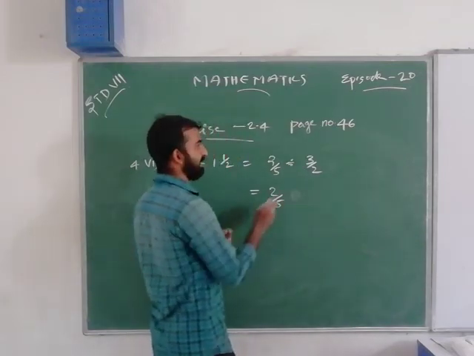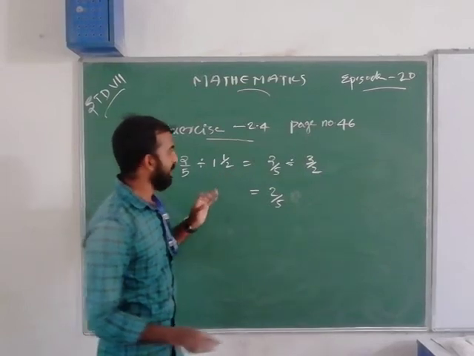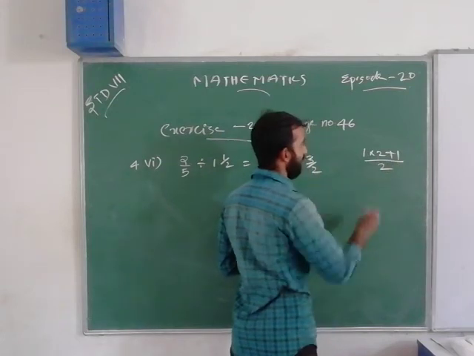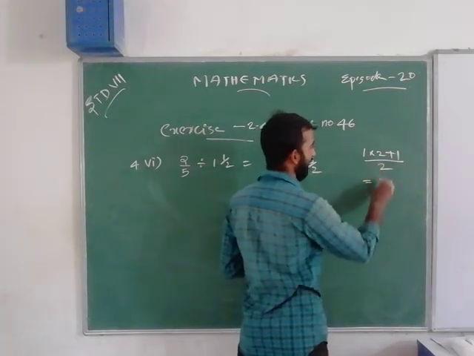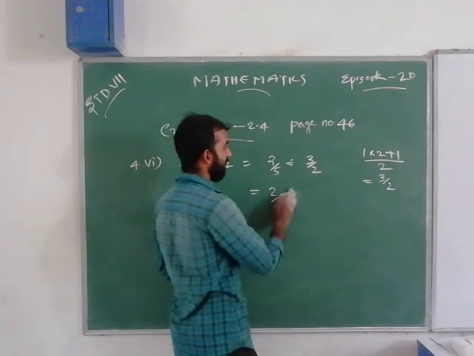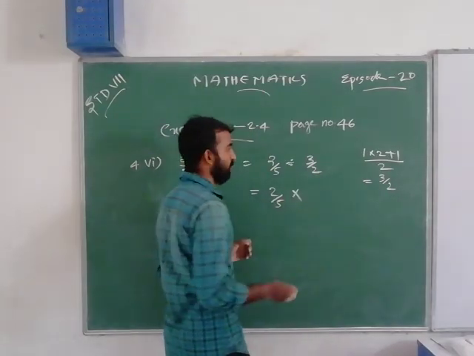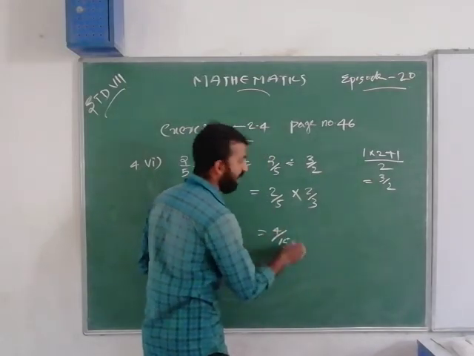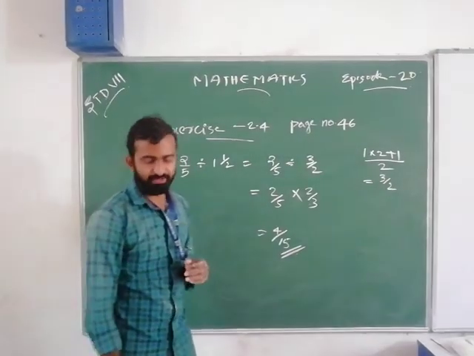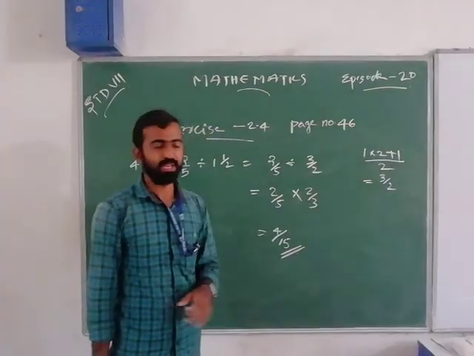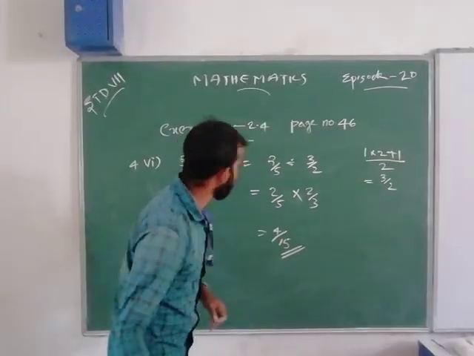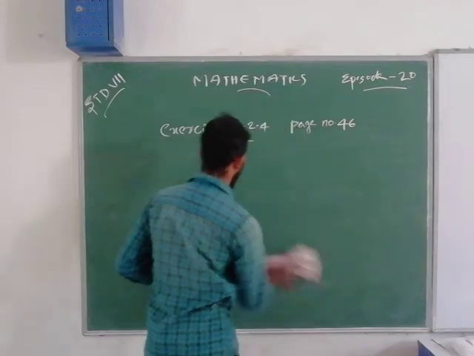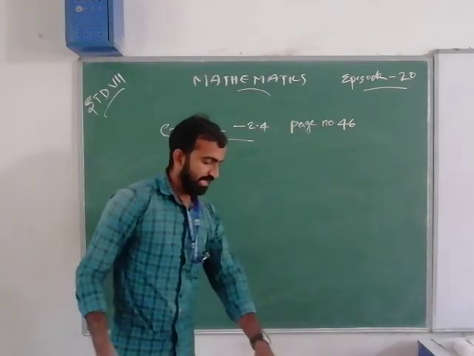3 by 2 means 1 and 1 by 2, that is 1 into 2 plus 1 by 2, that is 2 plus 1, 3, 3 by 2. Here we can write 2 by 5 into 2 by 3, that is 4 by 15. The answer is 4 by 15. And the next one is the 7th one.